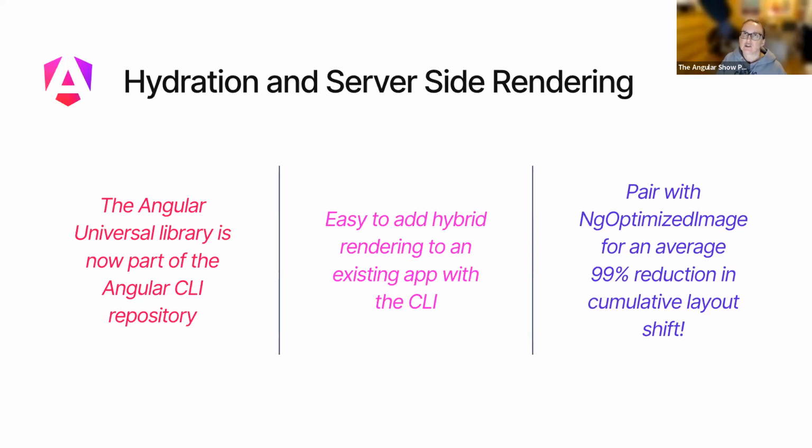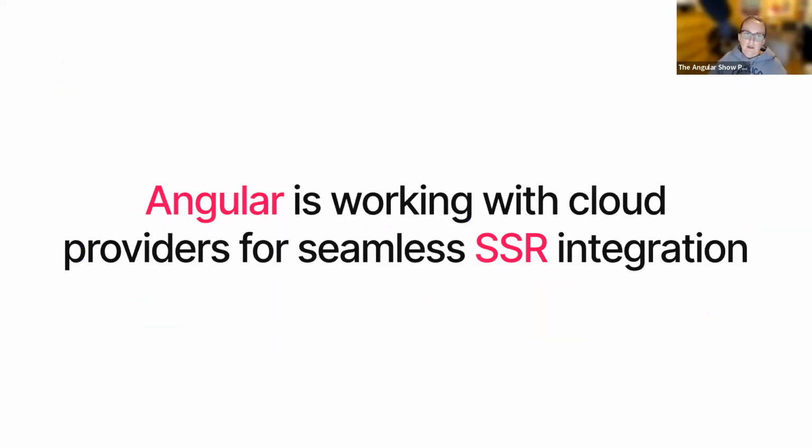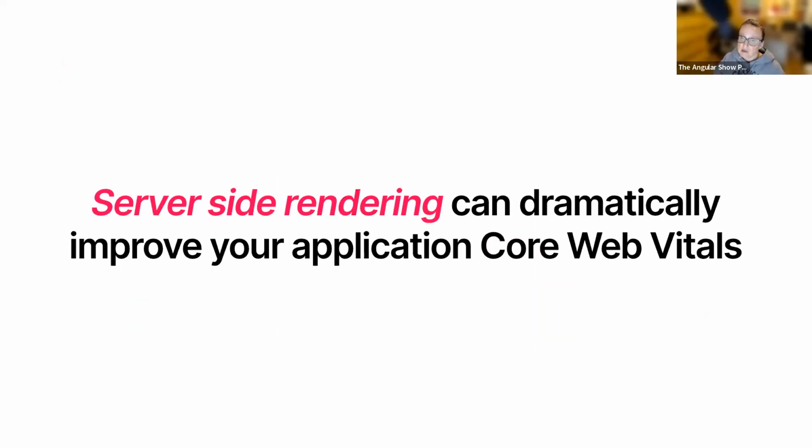because cumulative layout shift can really affect your search engine rankings. If you have bad cumulative layout shift, that's when the page kind of jumps around as things load. So you want your page to be relatively static once on its initial load, because nobody likes it when things jump around. So Angular is also working with cloud providers for seamless SSR integration. And so they're working currently with Firebase. And so really it's just a couple lines of code to integrate Firebase with your SSR integration currently, and they're working with more for future releases. Server-side rendering can dramatically improve your application core web vitals.